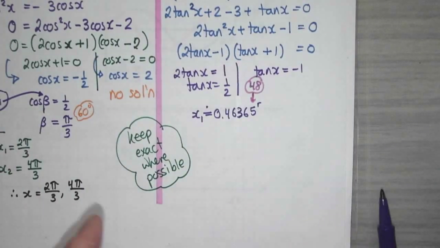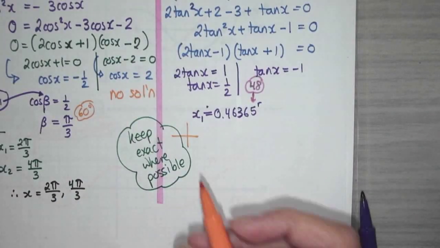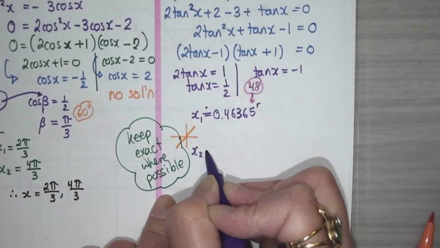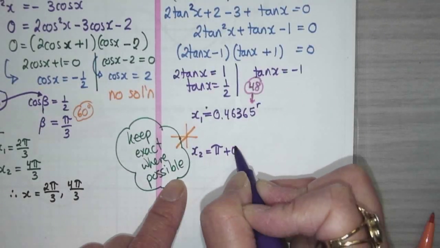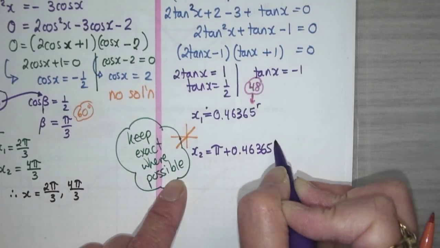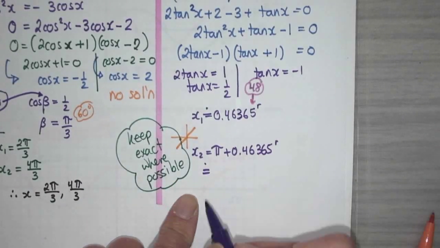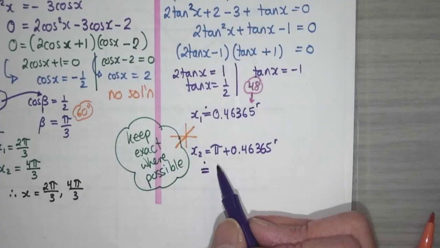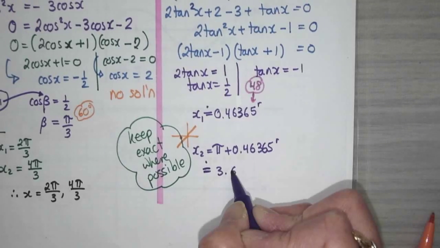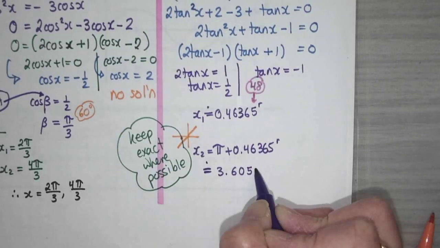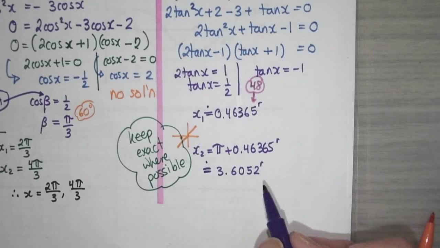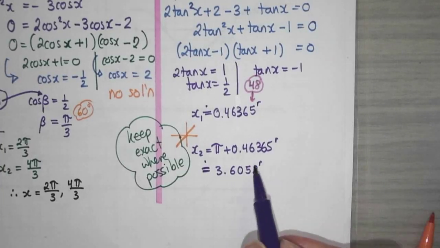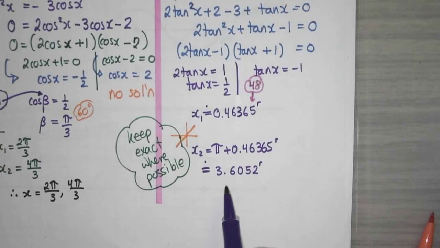Then for x2, so now we're going to use the CAST rule. Tan is positive here and here. So x2 is going to be pi plus 0.46365, right? And I'm putting the approximate sign wherever I round again. So here I didn't round because I took my answer. Next step I rounded, and I got 3.6052 radians. Stop me if I'm wrong, please. Right, and that's rounded to 4. So I kept the 5 just in case I didn't want to do something, and now I'm keeping it at 4 because that's my final answer.